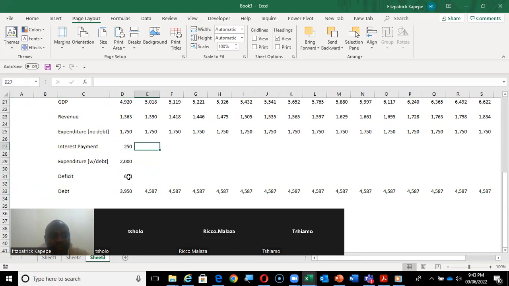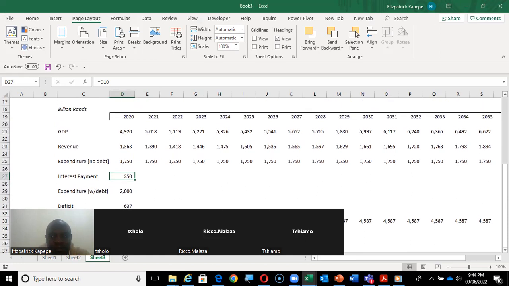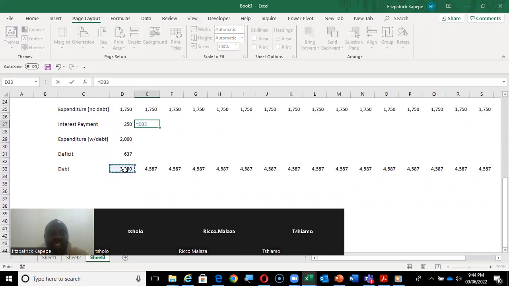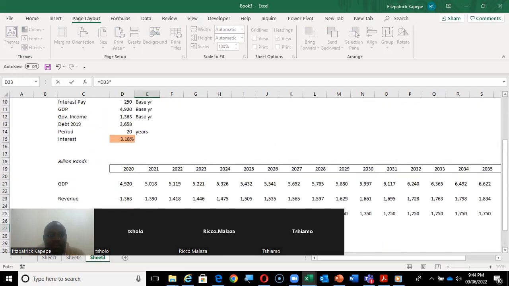Then we are told this 250 was interest payment based on the 2019 debt. So meaning that here the interest payment would be this 3950 times 3.18%.